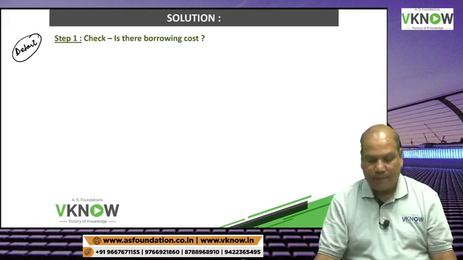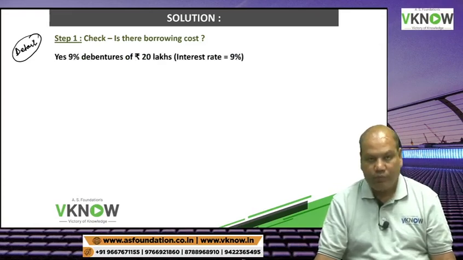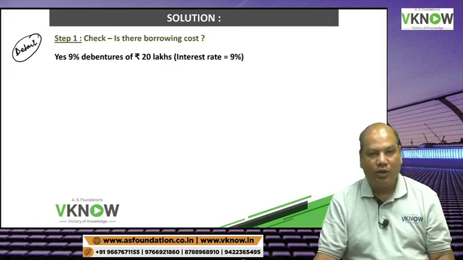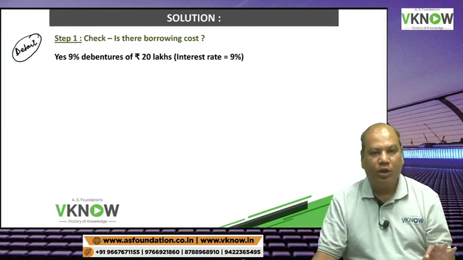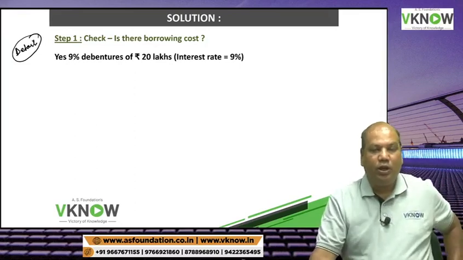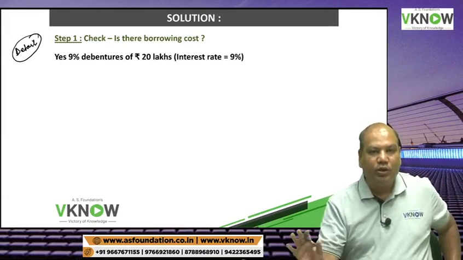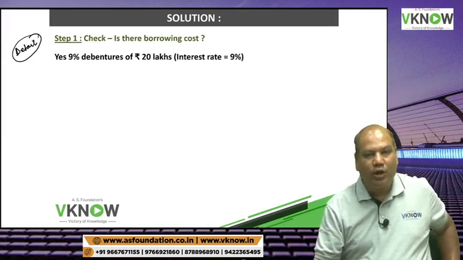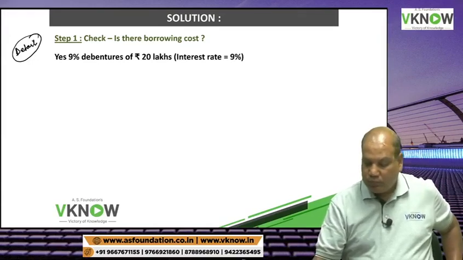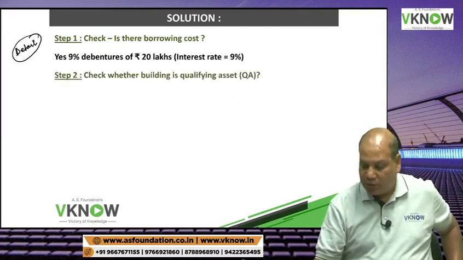Step 1, check: is there a borrowing cost? So the answer you will say yes. 9% debenture of rupees 20 lakh. In order to apply this standard, we need to check that there must be a borrowing. There must be a borrowing cost, otherwise the standard is not applicable. If they had given 9% preference share or equity share were issued, then this question was invalid. Then I will not capitalize the borrowing cost. So 9% debenture of 20 lakh. So there is a borrowing, interest rate is 9%.